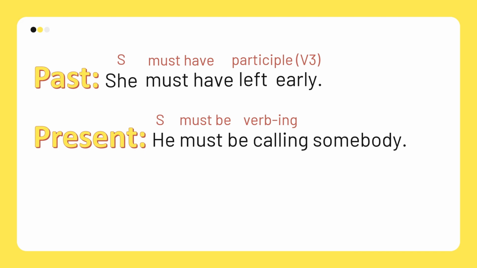Okay, so you can see there that different time, different modal. Past: must have, verb 3. Present: must be, verb ing.